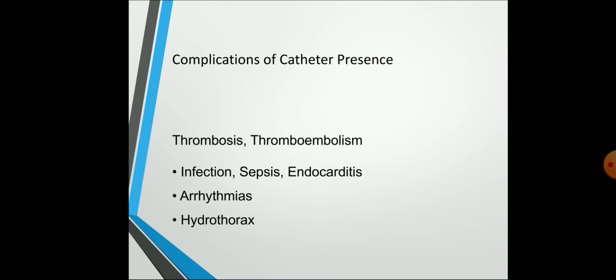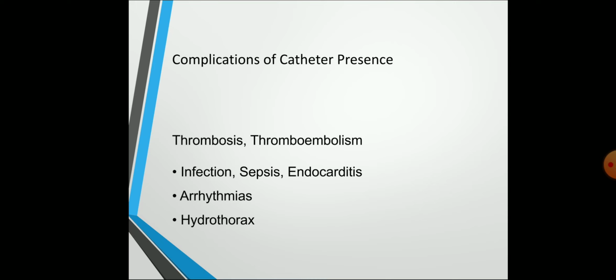So the first complication is thrombus and thromboembolism. Because the catheter is there, it can lead to the formation of a thrombus or a thromboembolism, though with a very low risk. Second is infection, sepsis and endocarditis. Especially because the catheter sits near the heart, there is an increased chance of infective endocarditis in these patients.